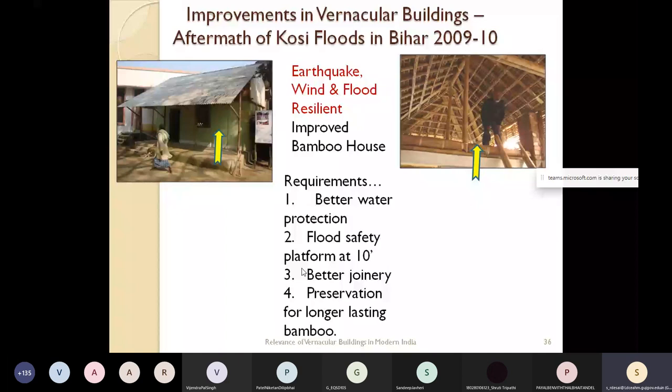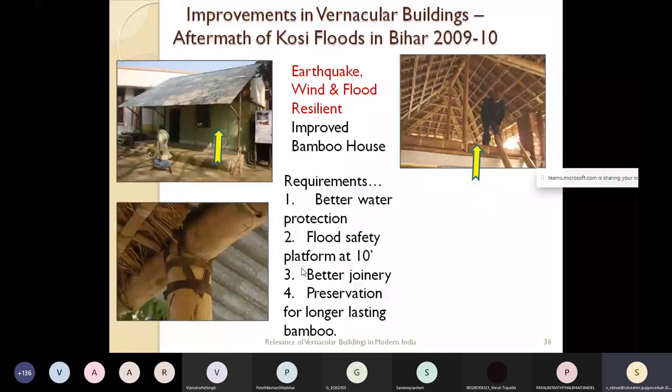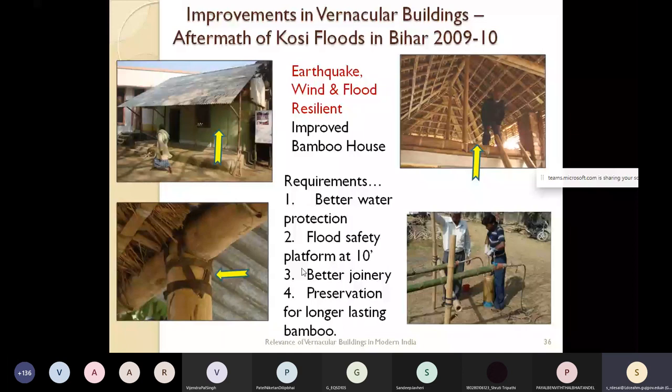The third was the improvement in joinery. The traditional joinery had problems, so remarkable work was done to improve the joinery, and several hundred artisans were trained in this. And of course, as we know, bamboo has a preservation problem. Bamboo will rot very quickly. So very interestingly, a preservation system was brought in, and special local professionals were involved to do treatment of local bamboo. So this is a complete system.